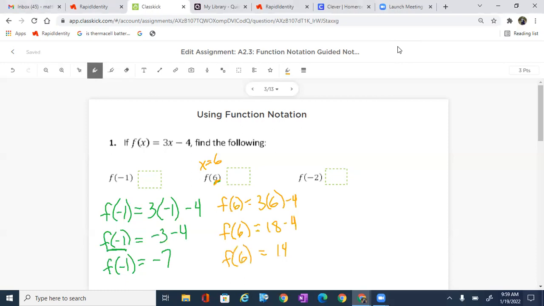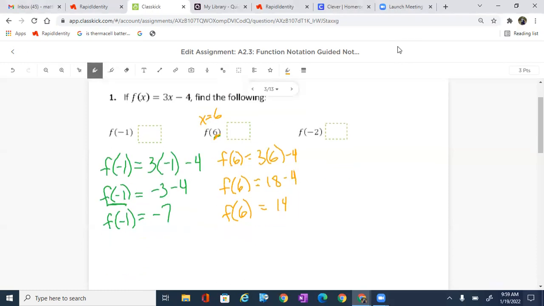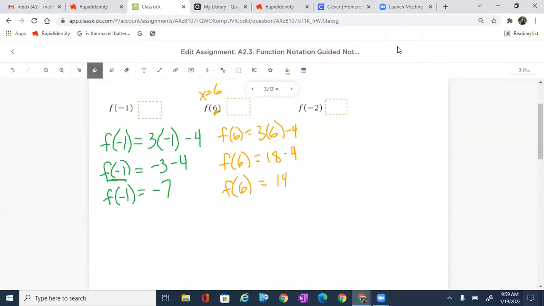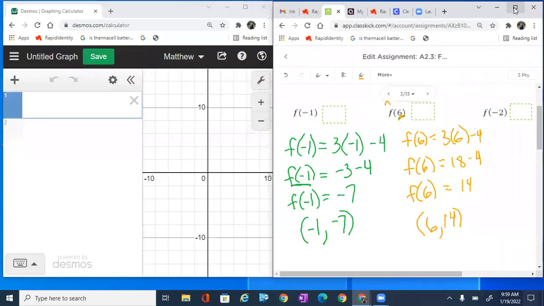Now, everybody goes, okay, well, what does that necessarily mean? f of -1 equals -7, f of 6 equals 14. Well, first of all, that is a coordinate point. So our answer is x is -1, our y value is -7. In the second one, f of 6 equals 14, that is the x value being 6 and the y value being 14. Okay, so let's go ahead and check this on Desmos so we kind of see what's happening.